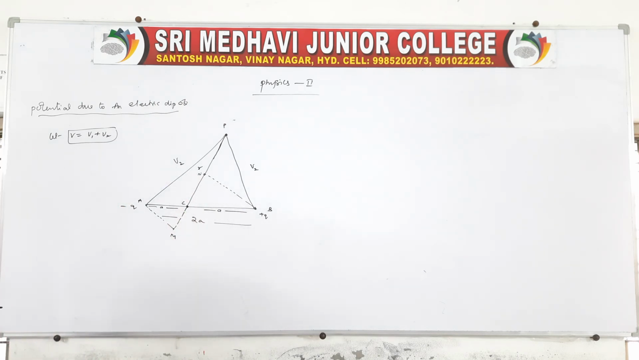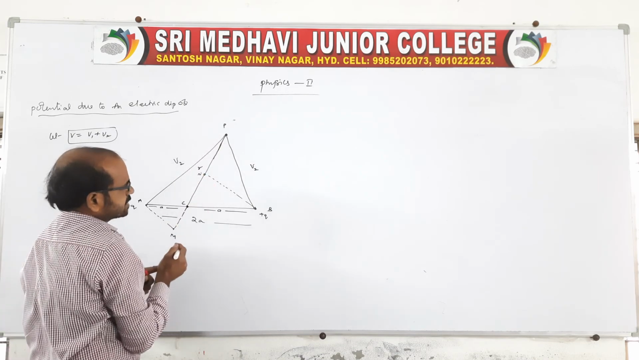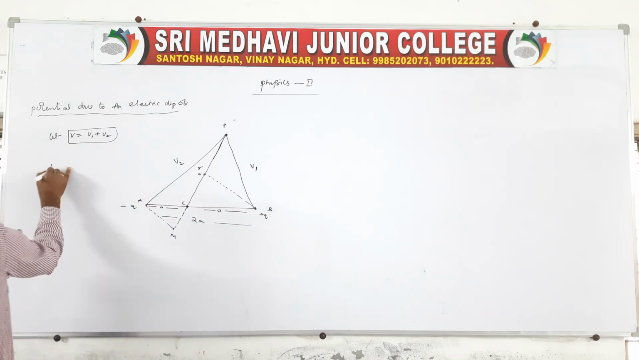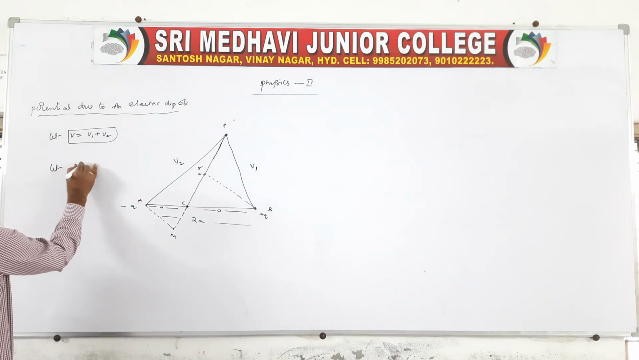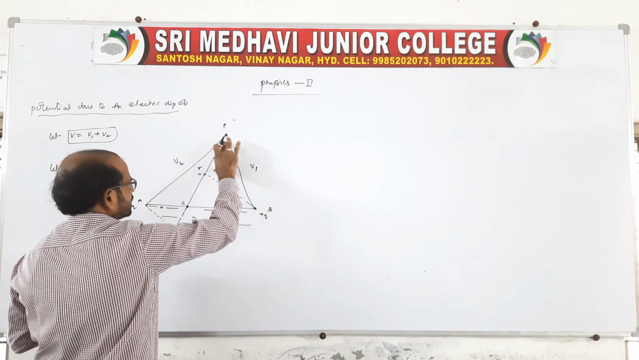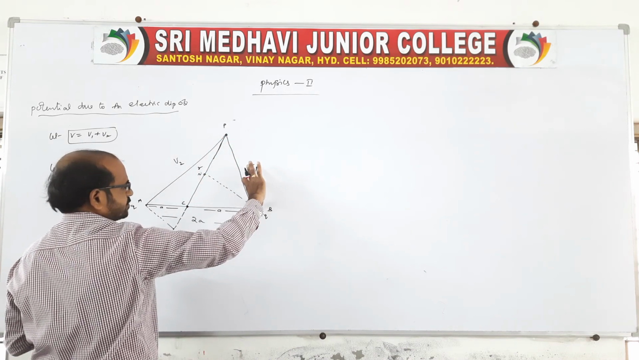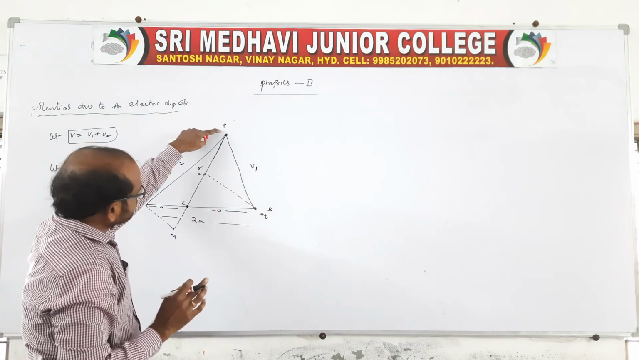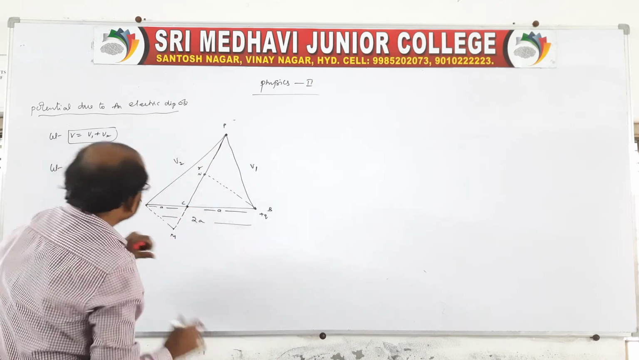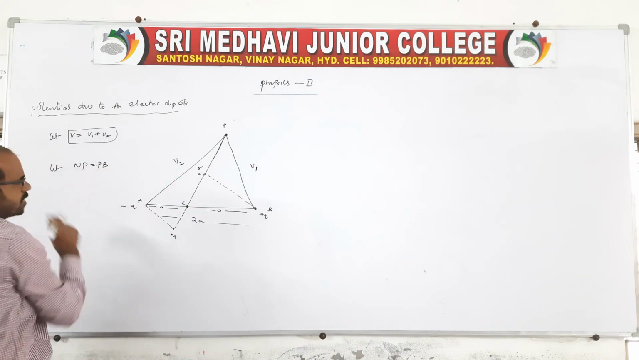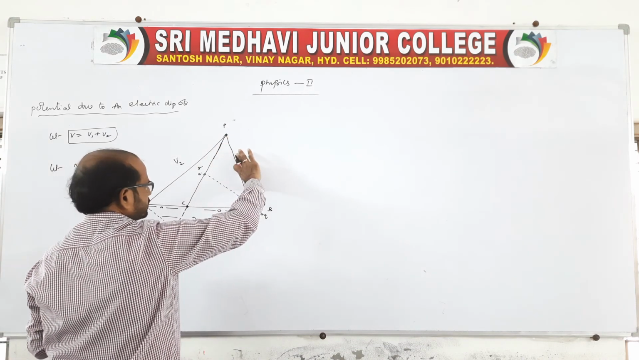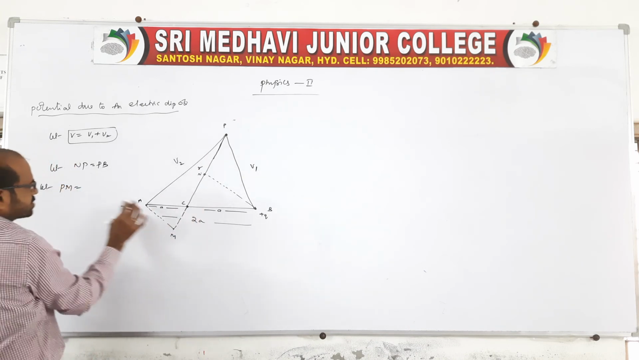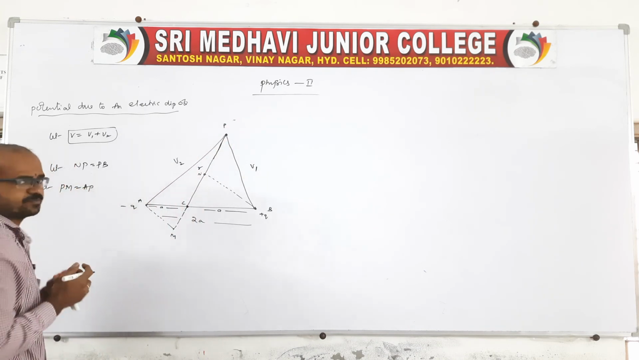Now I would like to tell you one thing. NP is equal to PB. This length is equal to this length. The diagram should be drawn like that, but here the condition will be that NP is equal to PB. Second, this PM is equal to AP. These two lengths are equal.